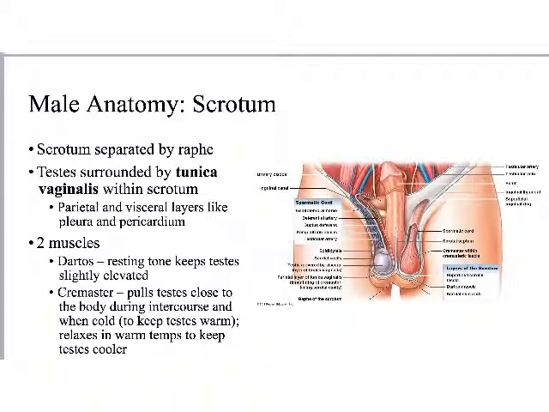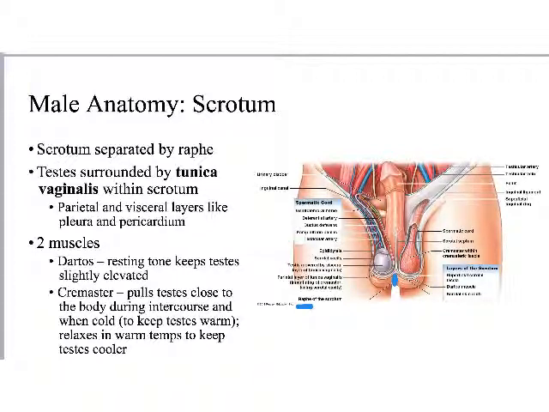All right, so the scrotum is really a sac that just holds the testicles. There's one scrotum, but it has two sides, and the two sides are separated by what we call the raphe, which is just this central part. And then the testes themselves are surrounded by a membrane called the tunica vaginalis, which is located within the scrotum.